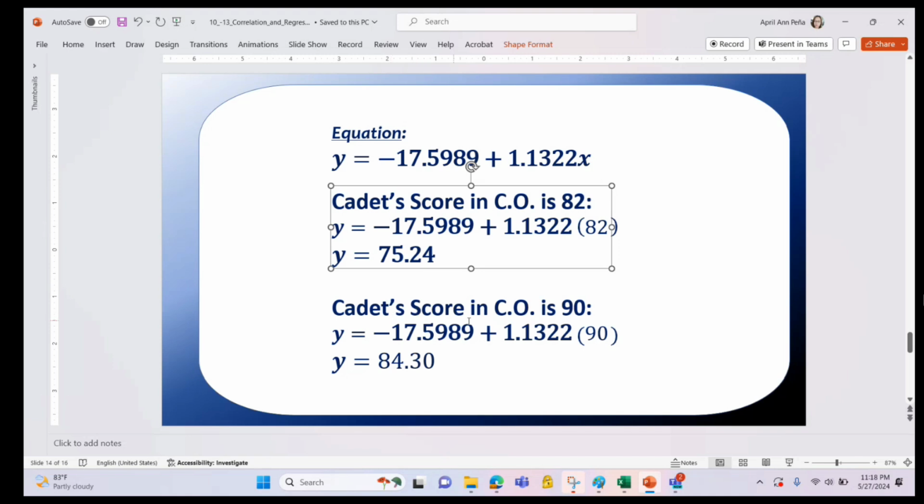Then for the second cadet with a score of 90 in the course outcome, after substituting 90 to x, multiplying by 1.1322, and then adding negative 17.5989, it will be predicted that the score would be 84.30 in the major exam.